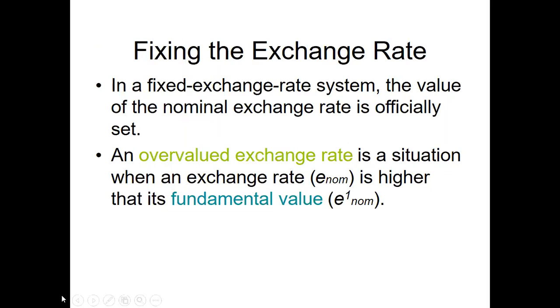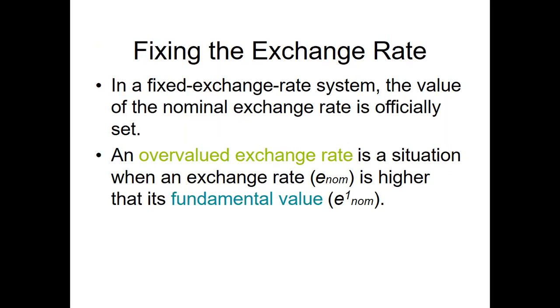Moving on, in fixing the exchange rate, we have to take note that the exchange rate could be overvalued or undervalued. And in a fixed exchange rate system, we're done with the volatile or flexible exchange rate system. The value of the nominal exchange rate is officially set. So there would only be some fixes or adjustments if ever there is some overvaluation or undervaluation.